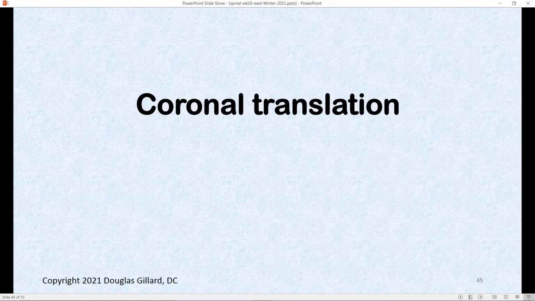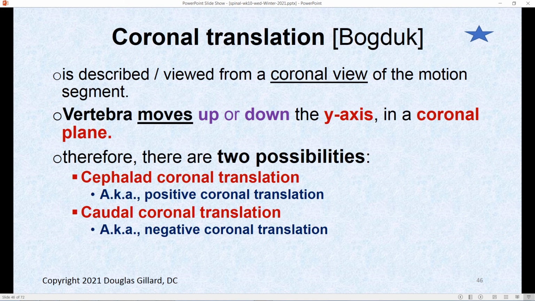All right. Let's go to the front plane. Now in the front plane, we are viewing the bones sliding up or sliding down on a pole that's sticking straight out of the top of the head. So that's the y-axis. So that's where we're observing distraction and compression forces. That's called coronal because we're looking at the coronal plane from the front, coronal translation. So the vertebra moves up or moves down. It stays sliding on the y-axis. Or you could say it's sliding in a coronal plane.